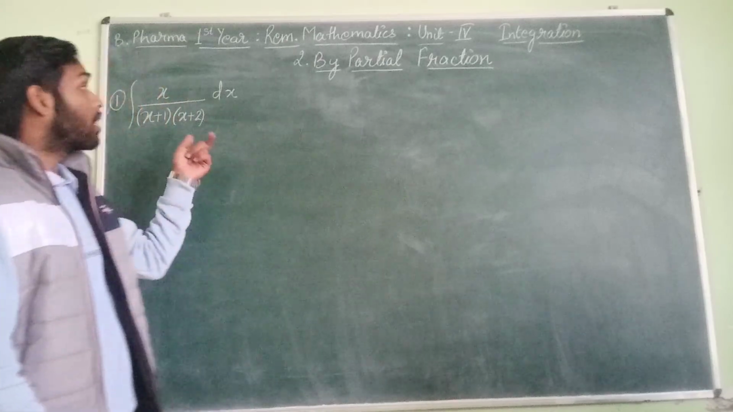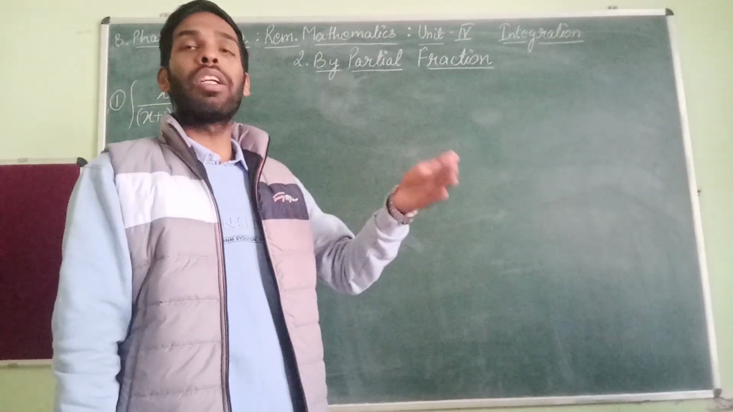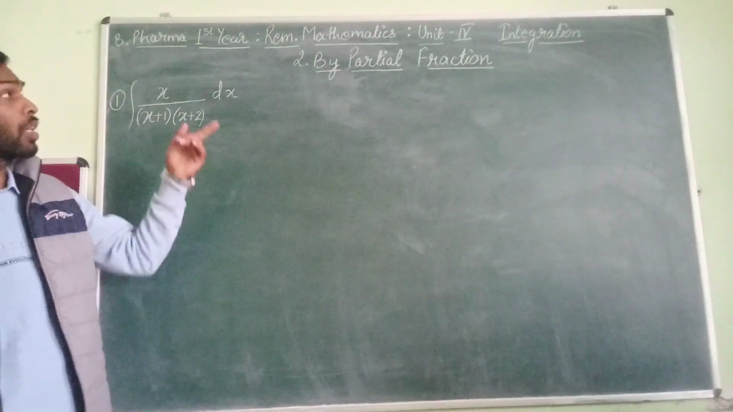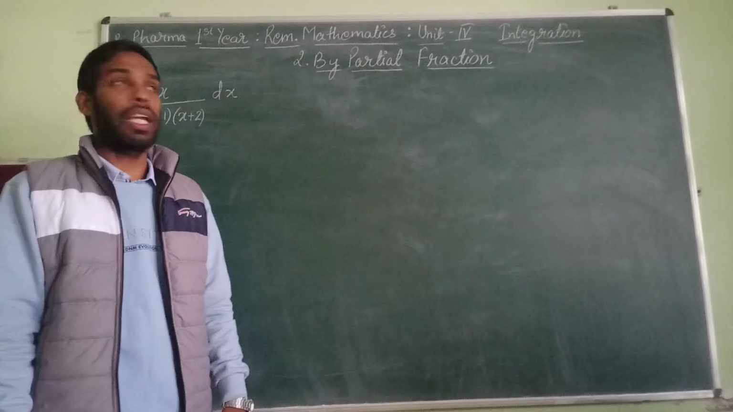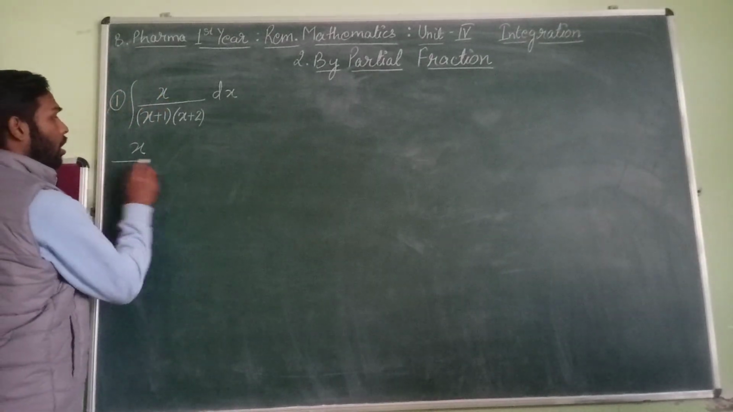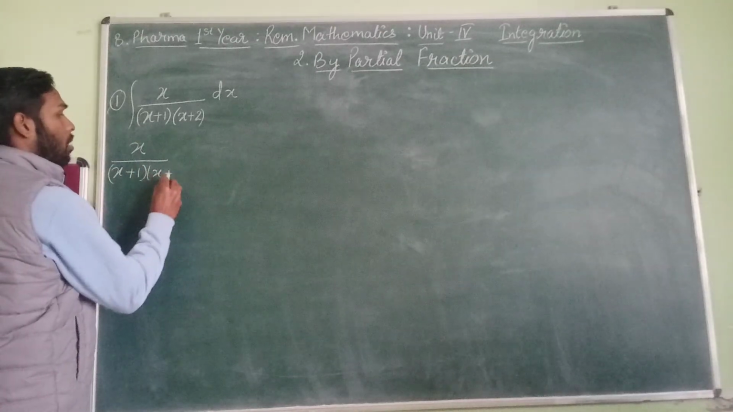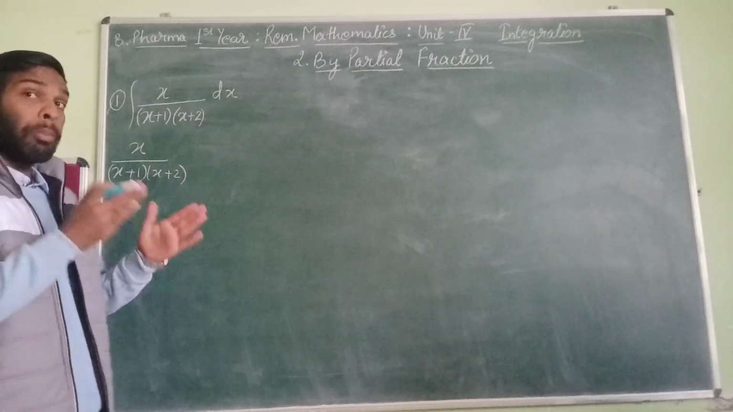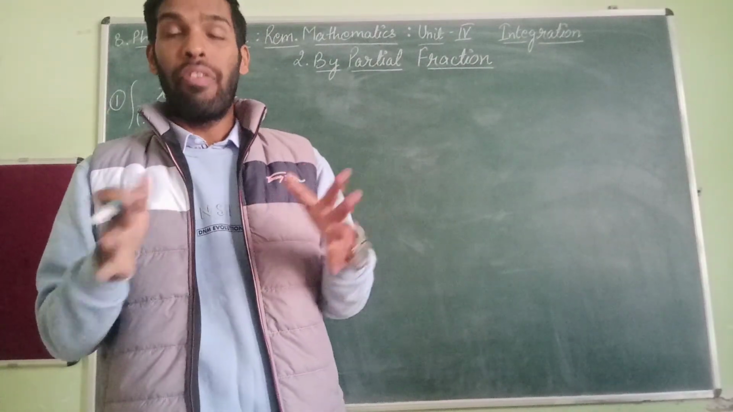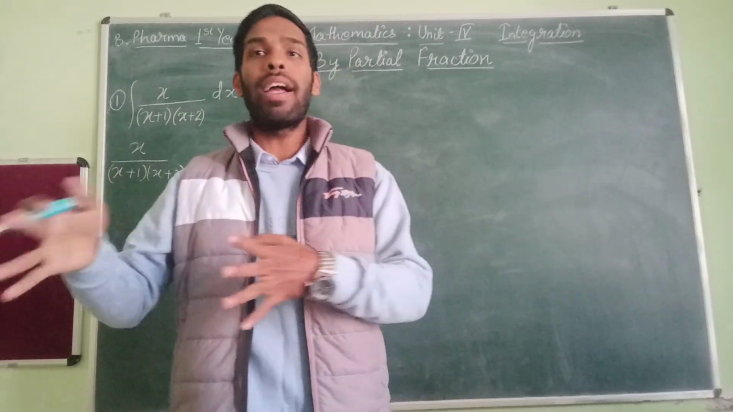So here two linear factors are there. Quadratic also can be there, but the method for quadratic factors I will tell in the next question. If there are factors, you can use the method of partial fraction. So how do you go for this question? Just write out the function: x upon (x plus 1) into (x plus 2). Partial means in parts, fraction means you have to break. You have to break your given fraction into some parts.